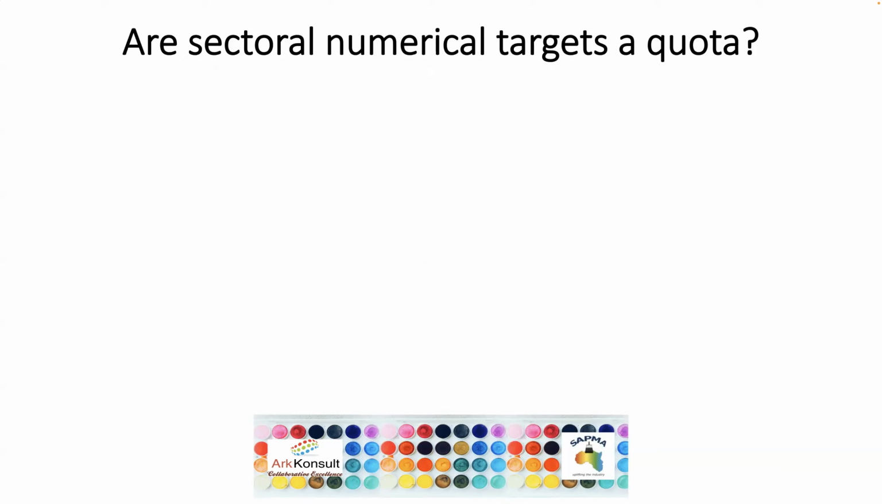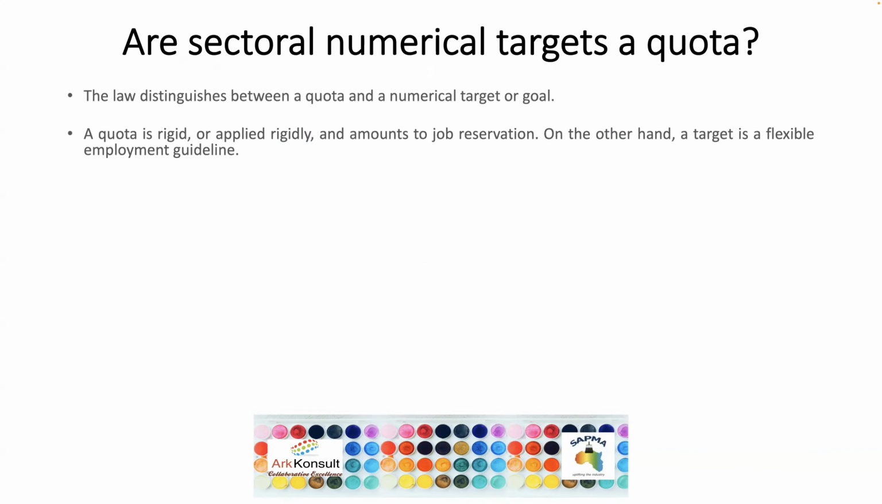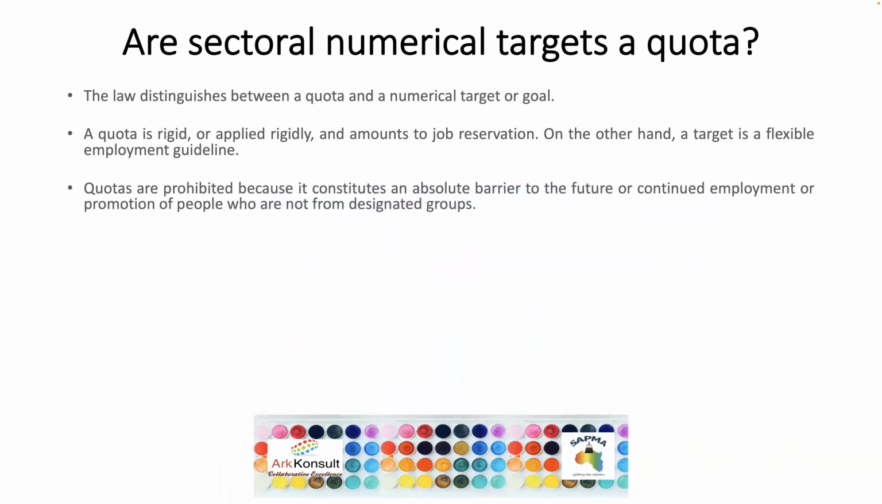So are sectoral numerical targets a quota? And this is a very interesting debate. The law distinguishes between a quota and a numerical target or goal. A quota is rigid or applied rigidly and amounts to job reservation. On the other hand, a target is a flexible employment guideline. So quotas are bad, targets are good as far as government is concerned.